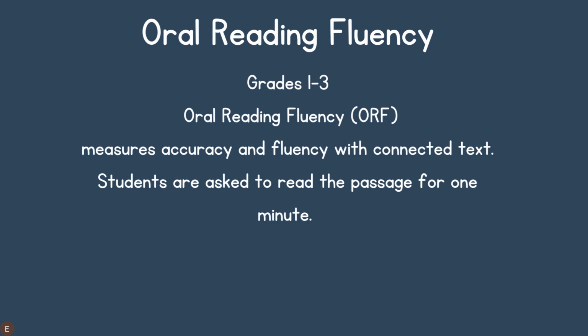Oral reading fluency is done in grades 1 through 3. It measures accuracy and fluency with connected text. Students are asked to read the passage for 1 minute. There are 2 scores for this subtest. One score measures how many words the student reads in the 1 minute, and the other score calculates how accurate the student was with the words they read.